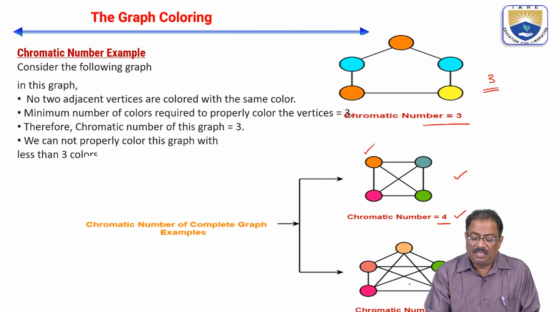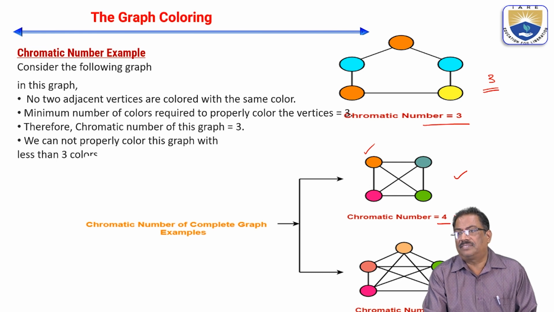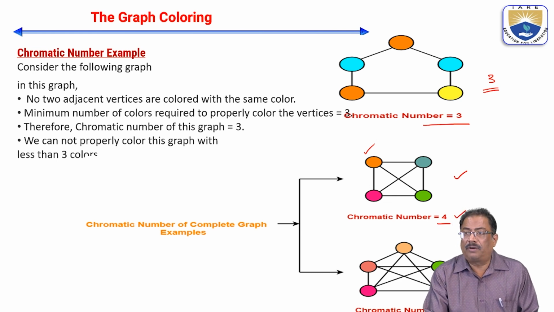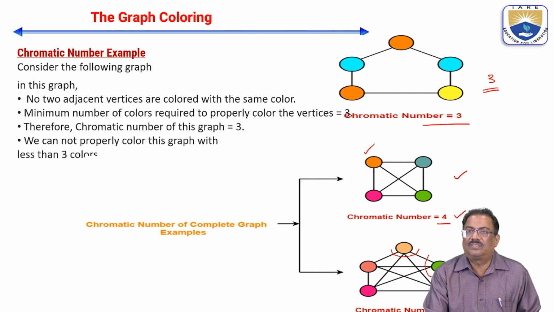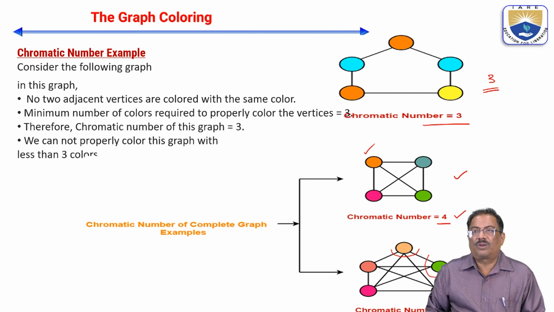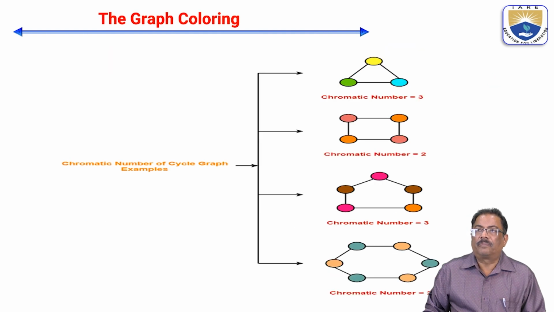And similarly, if you consider the complete graph with 5 vertices, Kuratowski's first graph, here each and every vertex degree is 4. That means 4 vertices are adjacent to it. So all 4 vertices will have different colors. Of course, the given vertex is also with another color. So subsequently, we get the chromatic number is 5.